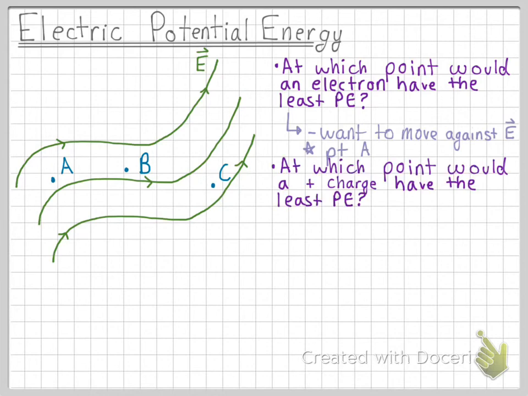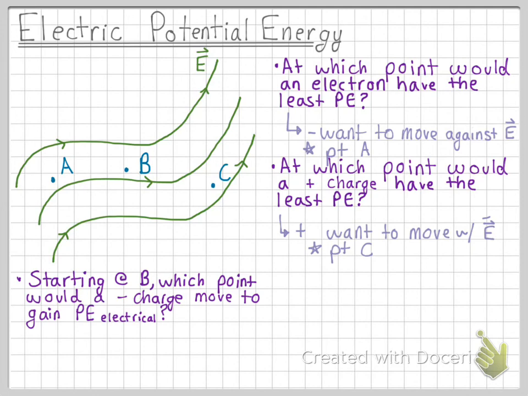We could also be asked at which point a positive charge would have the least amount of potential energy. So to have the least amount of potential energy, it has to be the closest to where it wants to go. And positive charges want to move with the electric field, so we know that a positive charge will have the least amount of potential energy at point C.